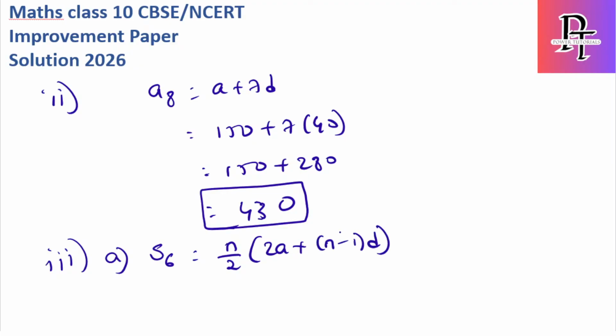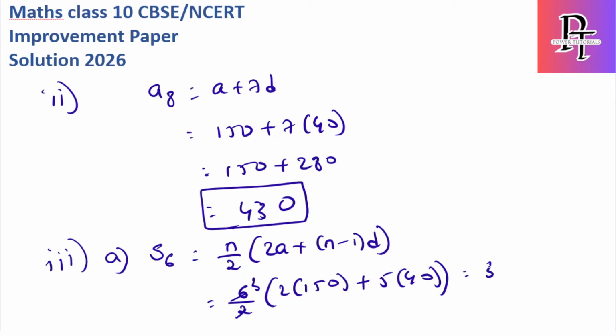Make sure to write the formulas as well, because the formulas also carry marks for your step marking in your board exam. Okay, so what is n value? N value is 6 here, so 6 by 2 into 2 into a value is 150 plus n minus 1, so I'll do directly 5. D value is 40. Let's substitute. So we'll get 3 into 150 into 2 is 300 plus 200, which is 500 into 3. So the answer is 1500.